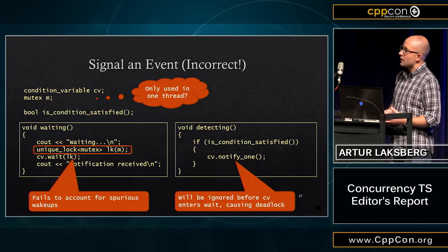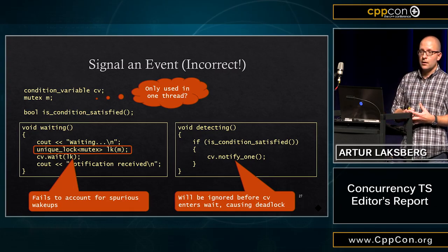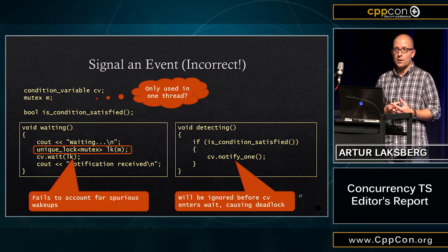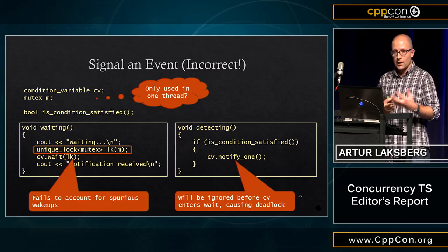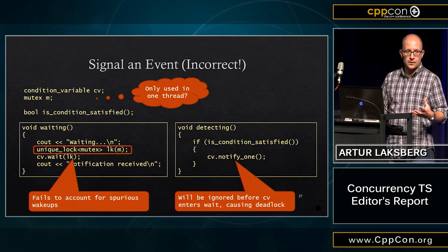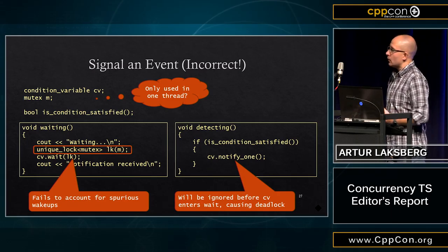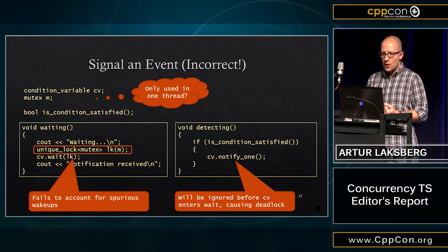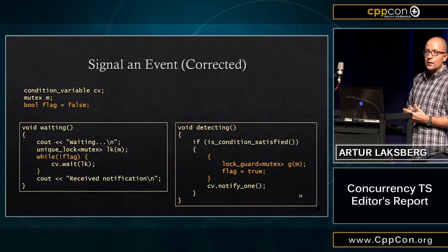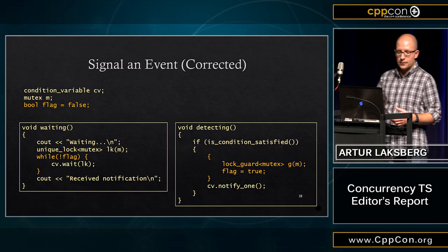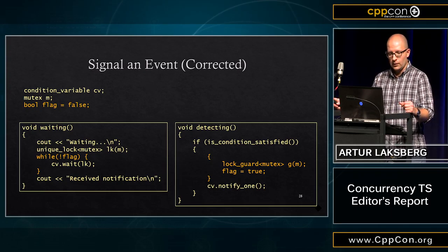The other problem here is that this simple wait fails to take into account spurious wakeups. It just so happens that an operating system can wake up a condition variable for other reasons, reasons other than the other thread notifying it. So it is hard to get right, but this is one way we can get it right. So we're introducing a new state. It's going to be a Boolean, call it bool flag.